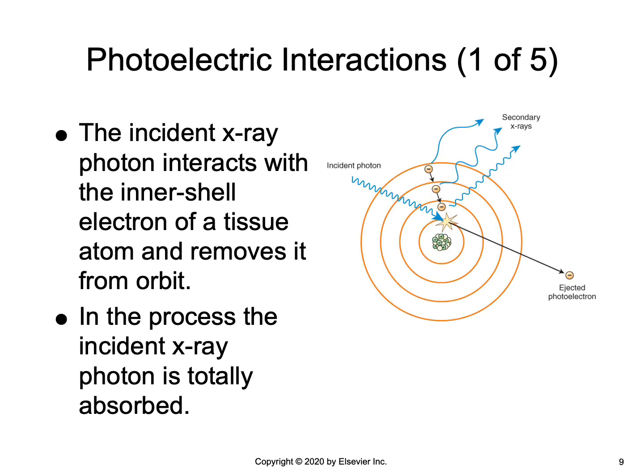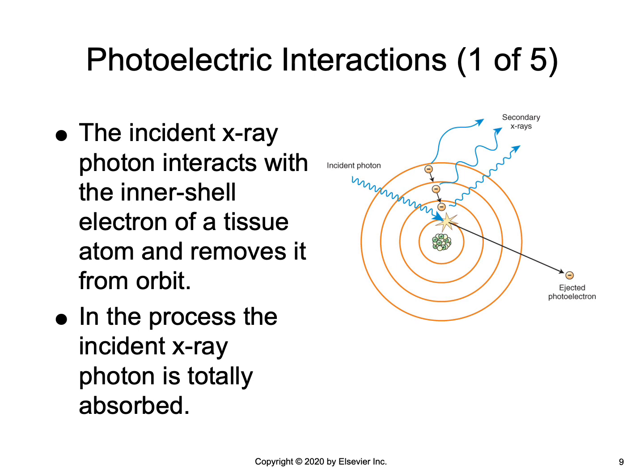Photoelectric interactions occur throughout the diagnostic range 20 to 120 kVp and involve the inner shell orbital electrons of tissue atoms. For photoelectric events to occur, the incident X-ray photon energy must be equal to or greater than the orbital shell binding energy. In these events, the incident X-ray photon interacts with the inner shell electron of a tissue atom and then removes it from orbit. In the process, the incident X-ray photon expends all of its energy and is totally absorbed.